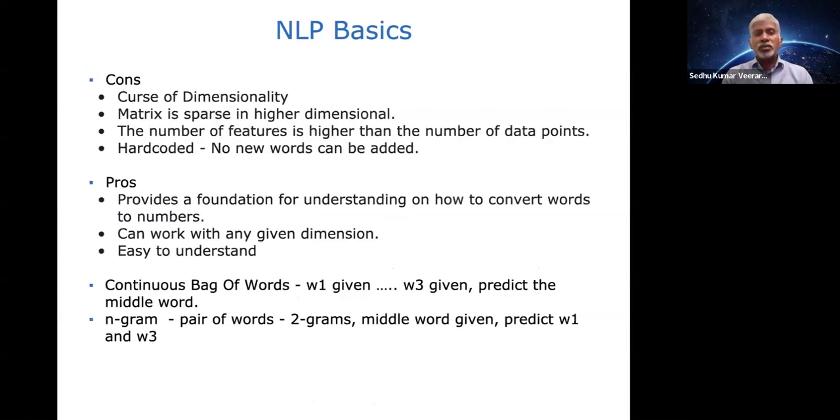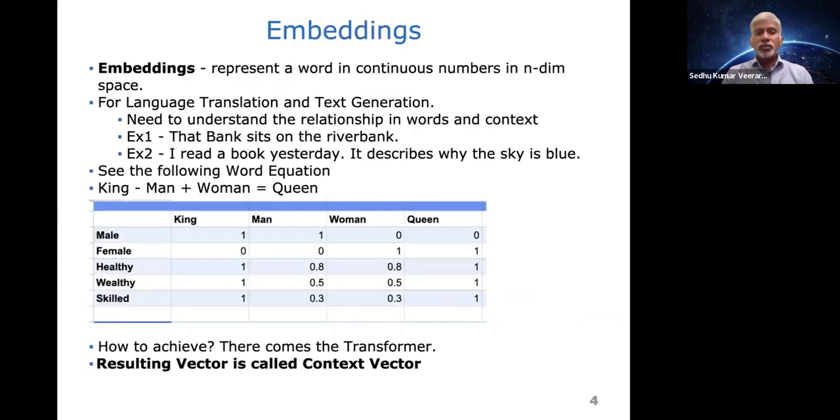And the pros and cons. The cons are the curse of dimensionality. Matrix is sparse and higher dimensional. The number of features is higher than the number of data points. Hard-coded. No new words can be added. The pros are: provides a foundation for understanding how to convert words to numbers, can work with any given dimension, easy to understand, and continuous bag of words and n-grams are methods to predict the words.